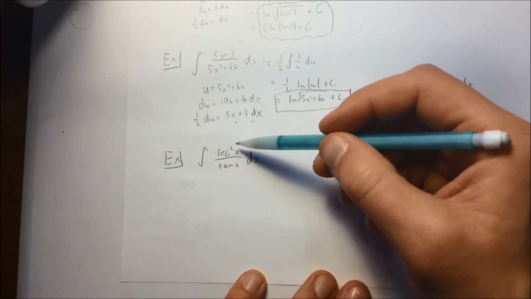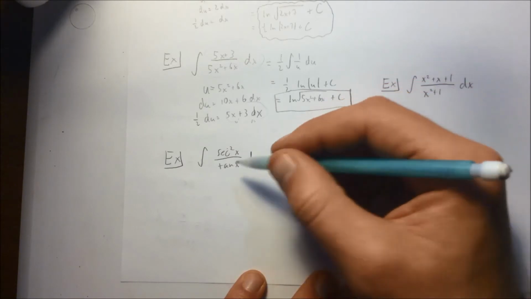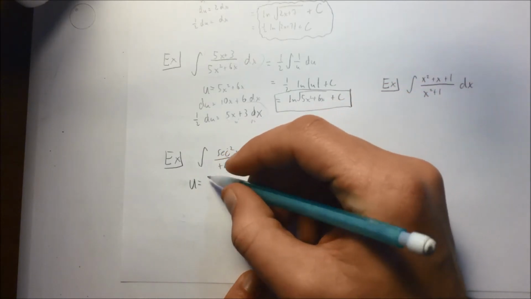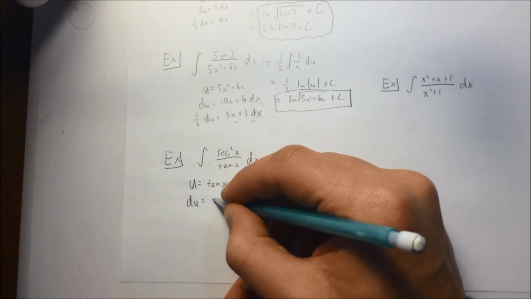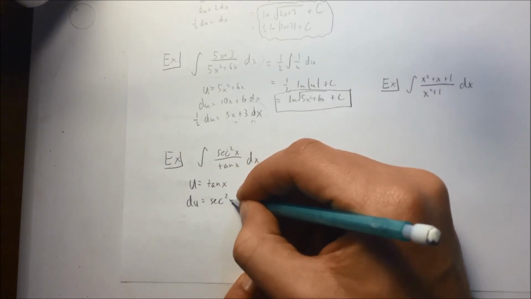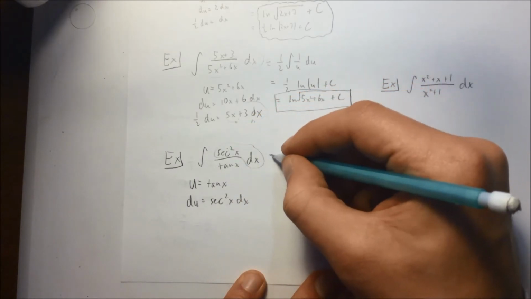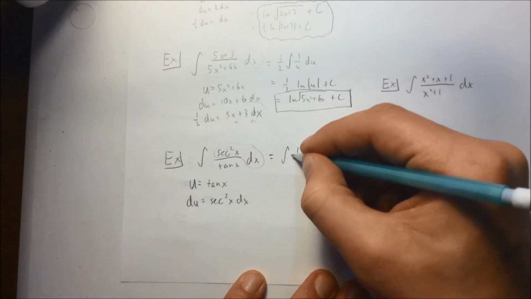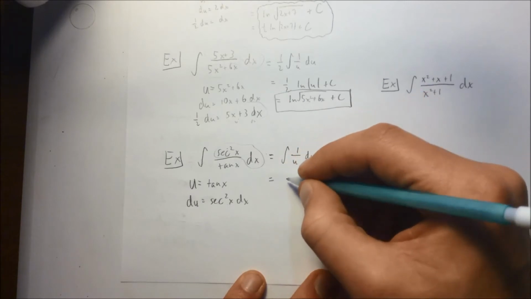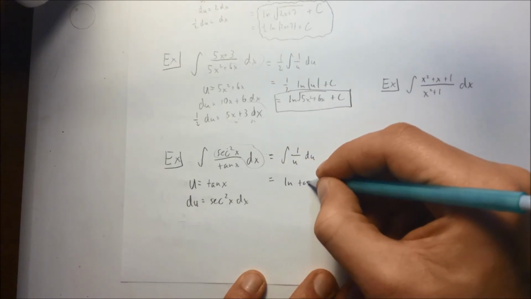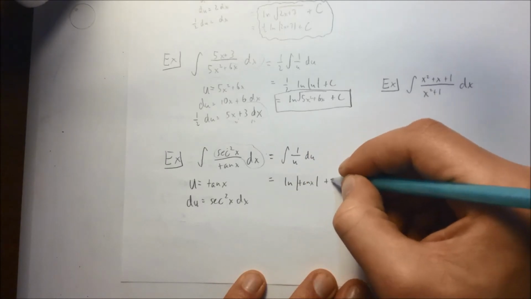The antiderivative of secant squared of x divided by tangent of x dx. Well, u could do it, because if u is the tangent of x, du is going to be, the derivative of the tangent is secant squared of x dx. Oh, hey, look at that right there. So this is going to give me 1 over u du, which is the natural log of the tangent of x plus c.